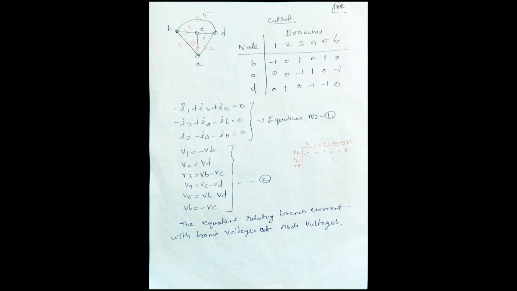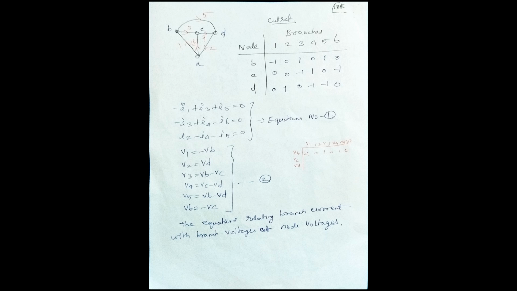we find the oriented graph. From the oriented graph, we put a matrix format between nodes and branches. Bus incident matrix: branches away from the node, put +1. Branches towards the node, put -1. Not joined, put 0. In this way, form that matrix.